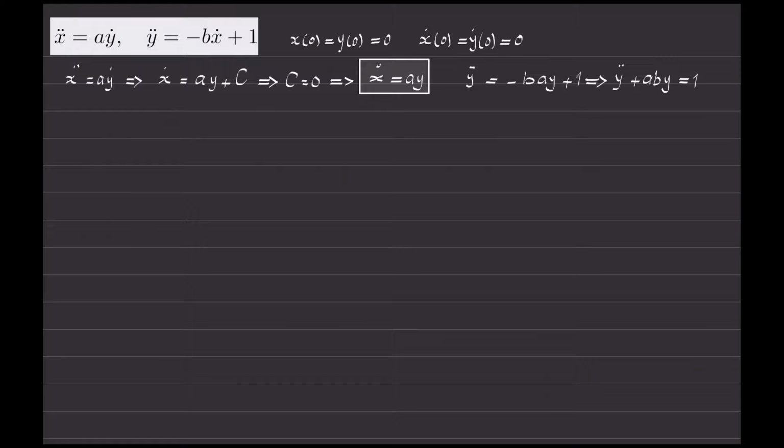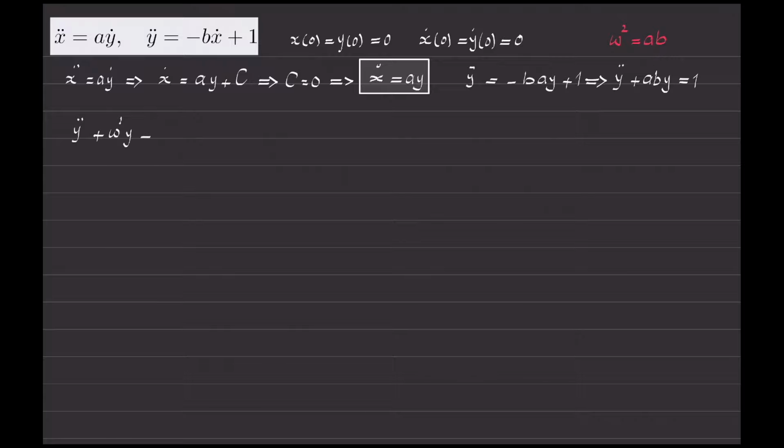So now let me introduce a variable. I introduce omega squared to be ab. First of all, this is possible because a and b are both positive, so ab is a positive real number, so I can find a positive omega so that its square is ab. Why did I do that? Because then it becomes very similar to the harmonic differential equation. So it becomes y double dot plus omega squared y.